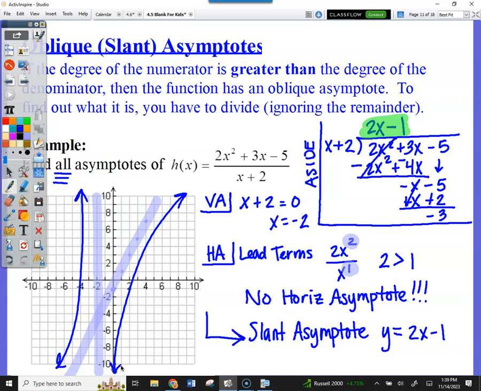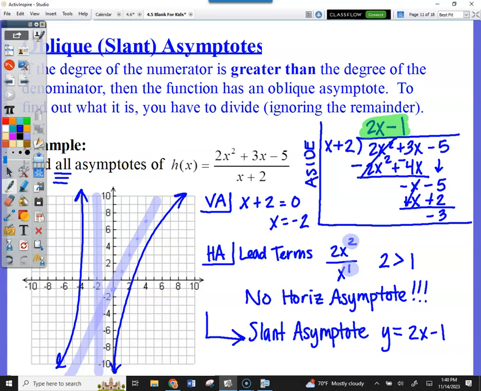I want to do the next practice problem. It is just finding all the asymptotes, and once again, there is a slant. Now, the question was, can you use synthetic division? Yes and no. I get nervous to say yes because I'm worried somebody's going to hear yes and run with it.